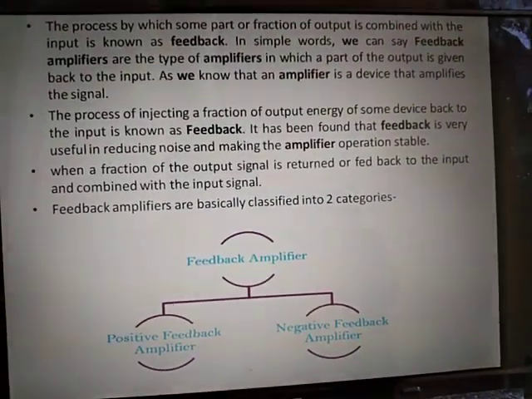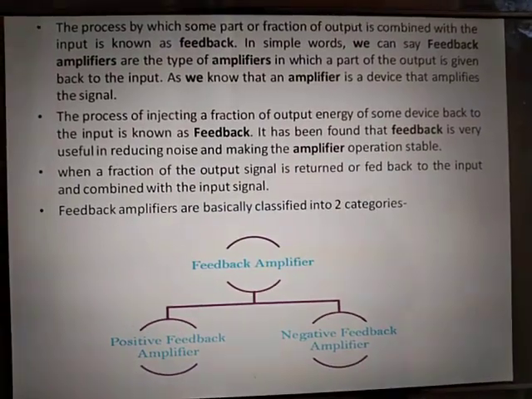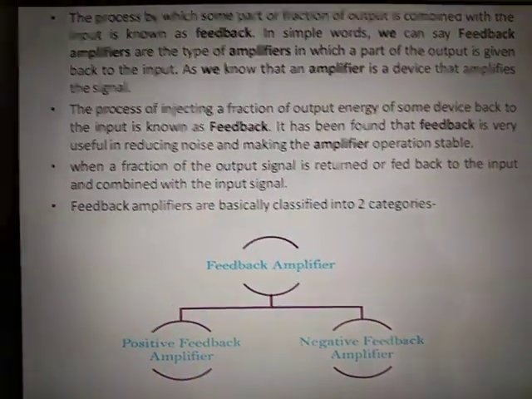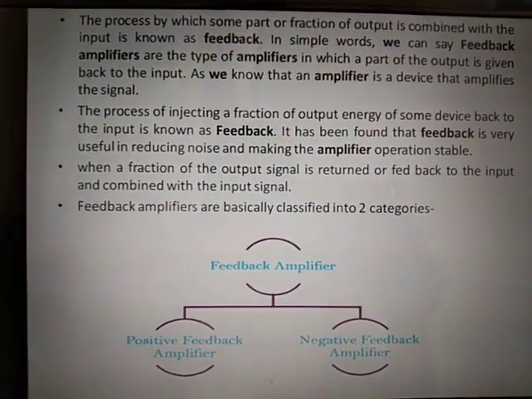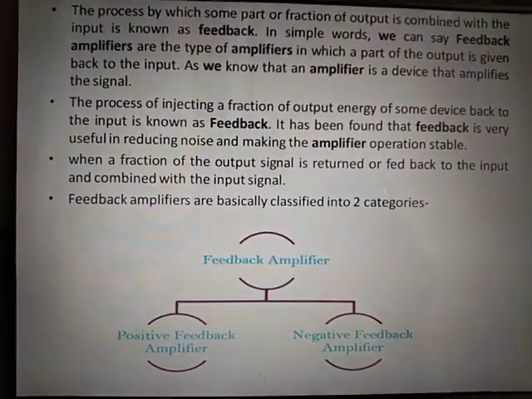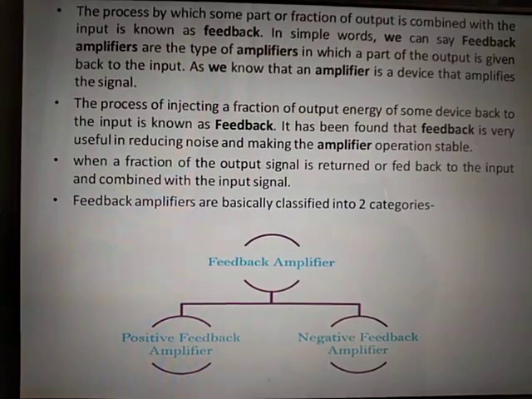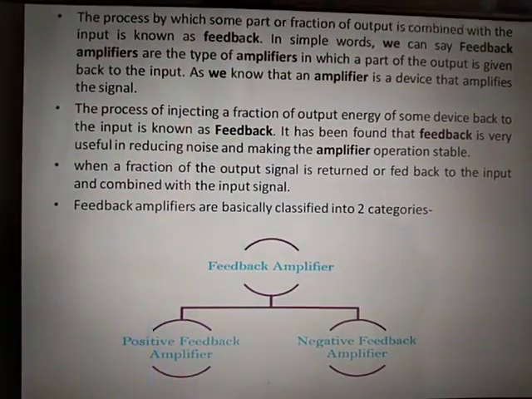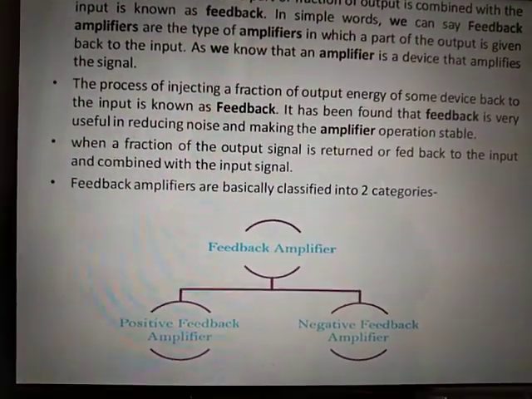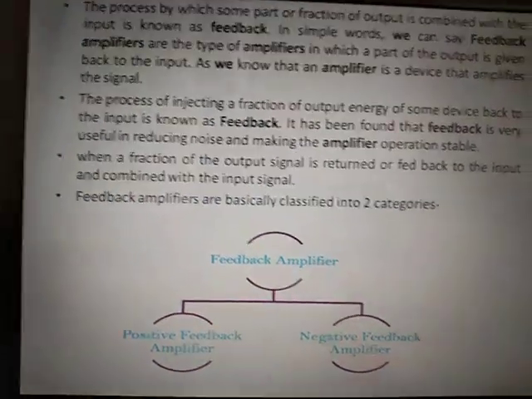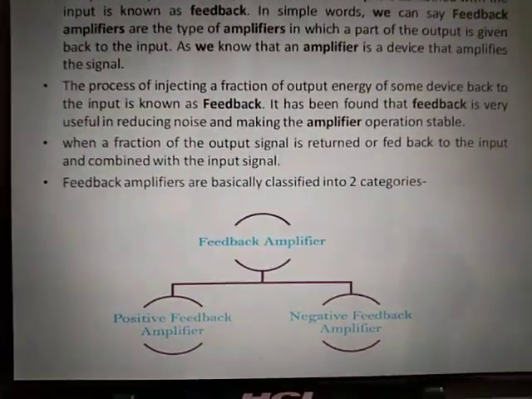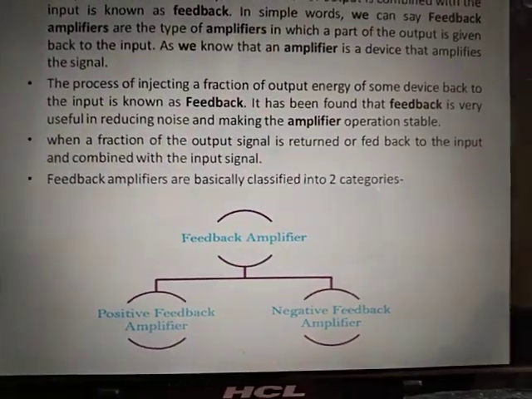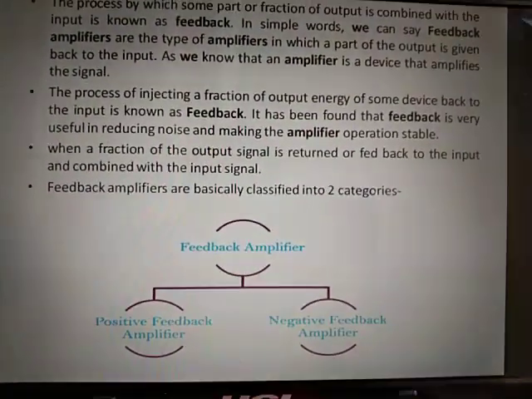An amplifier is a device that amplifies a signal. An amplifier is very important in electronic circuits to amplify the input signal to a higher level. The process of injecting a fraction of the output energy of some device back to the input is known as feedback. It has been found that feedback is very useful in reducing noise and making the amplifier operation stable. If any type of noise occurs in the electronic circuit, feedback is very important for reducing the noise.